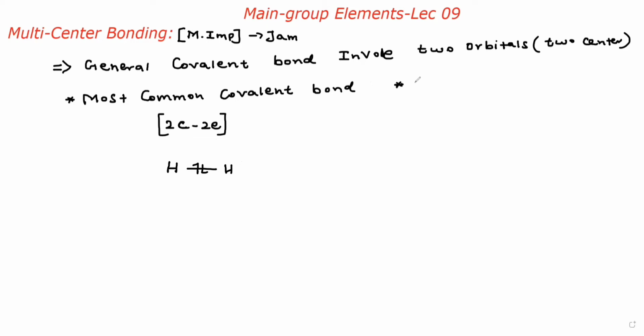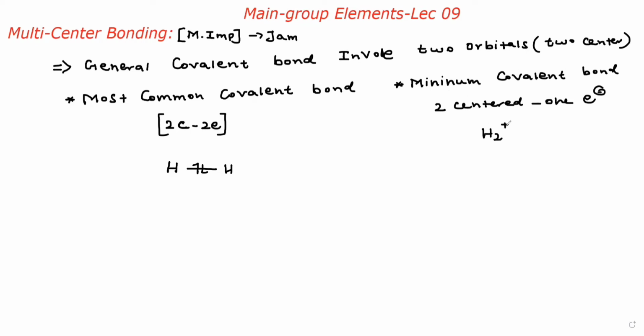Now, very important. What is the minimum covalent bond? This is the minimum covalent bond, nothing but the two center, one electron bond. For example, H2 plus. How to write H2 plus? Hydrogen, here also hydrogen, and I put only one electron. This bond is nothing but the two center, one electron bond.